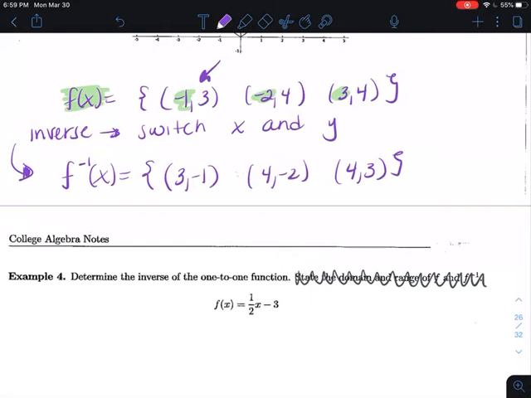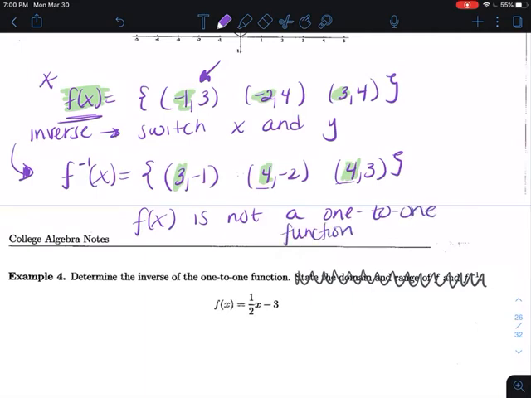The question is, is this function a one-to-one function? If it is a one-to-one function, that means that the inverse of it should also be a function. So when you look here, how do you determine if something is a function? You look at the x values. So if you notice here, the 4's repeat. So since the 4's repeat, that means the inverse, f inverse of x, is not a function. So therefore, the original function, f of x, is not a one-to-one function. All right, so that's what it means about one-to-one.